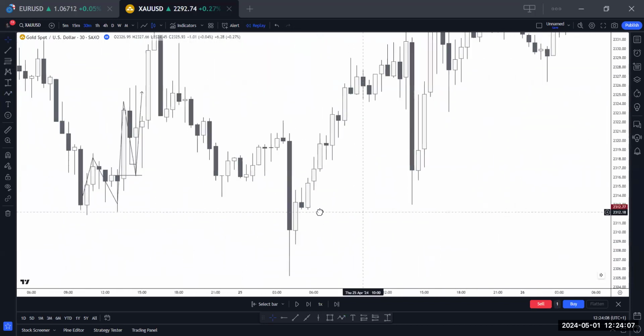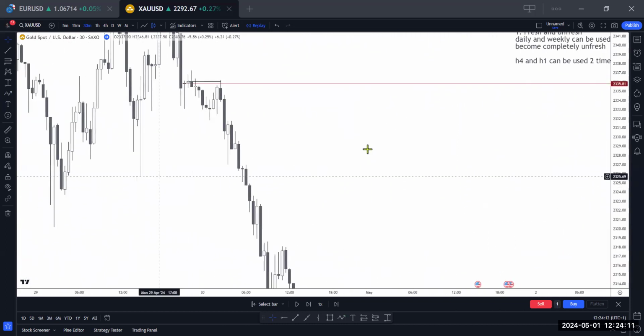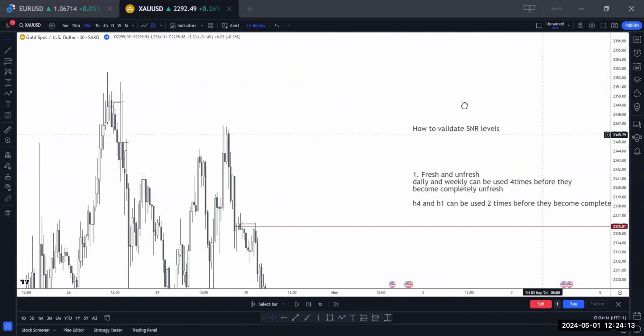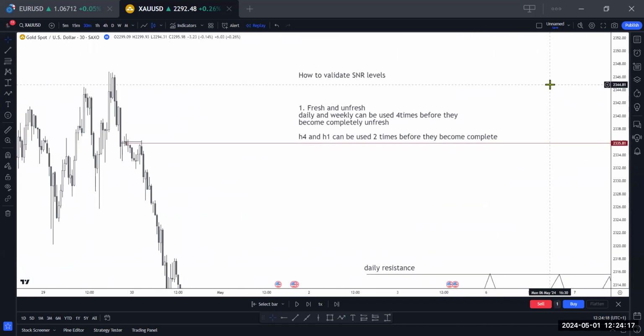Okay, so the first one, the level must be fresh. Only trade fresh SNR levels. Next one, MTF. Refine your levels. No matter the time frame, you can go one time frame lower to refine your levels. Only one time frame lower.